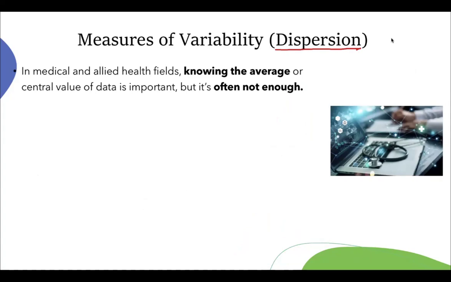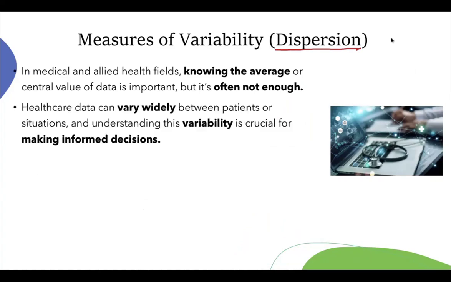In medical and allied health fields, knowing the average or central value of data is important, but it's not enough. And this is true for most fields. Healthcare data can vary widely between patients or situations, and understanding this variability is crucial for making informed decisions.